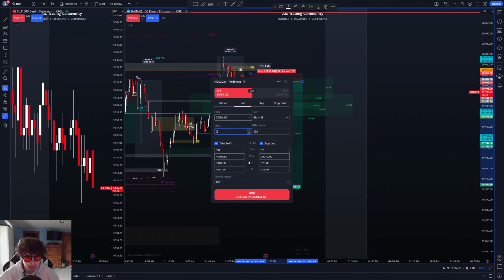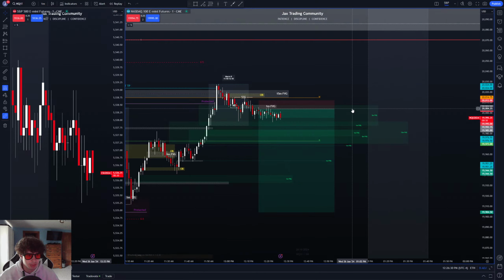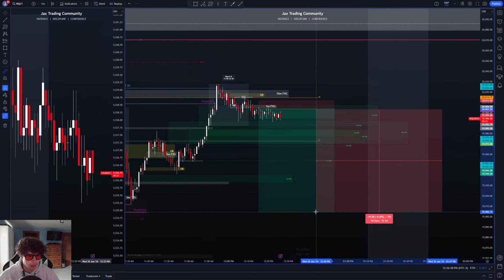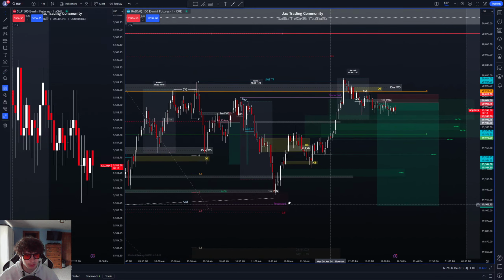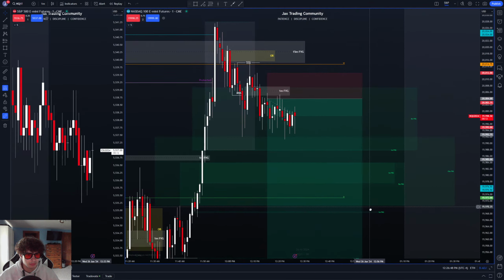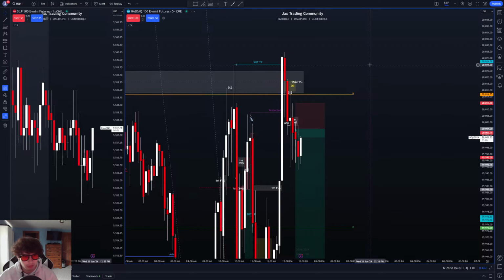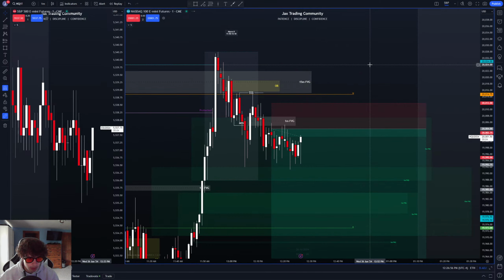So my stop right now is about $32. If I win this, it's going to be almost $400. It's obviously a really good win. This is a massive move, though. This is like 100 points I'd be catching. This trade I plan on staying in for a long time. But I could still get stopped out.